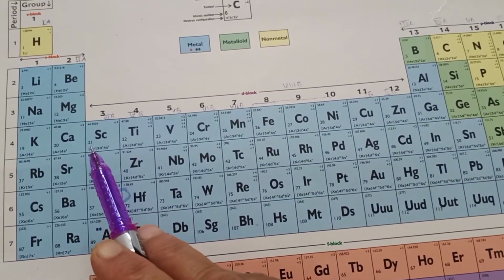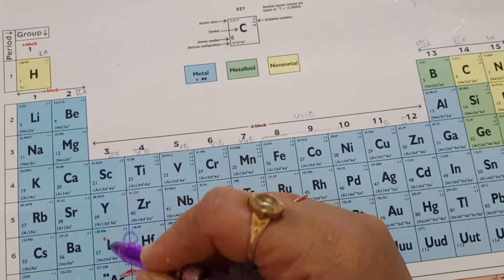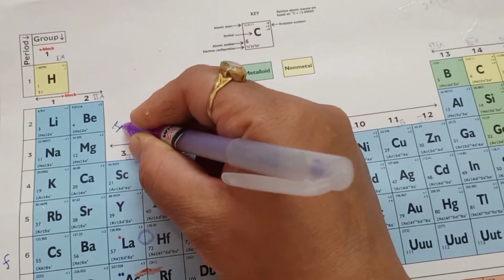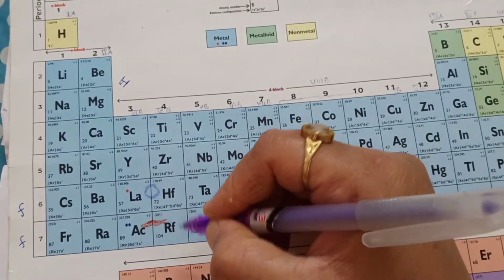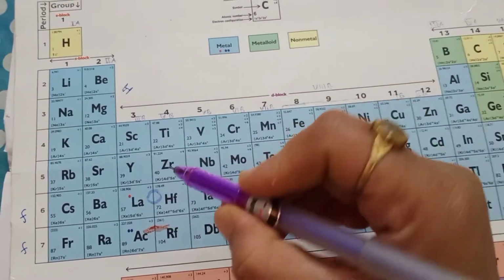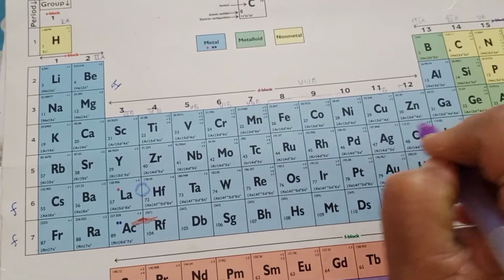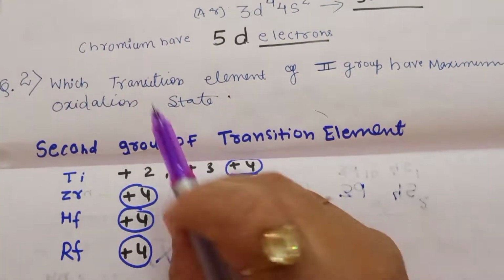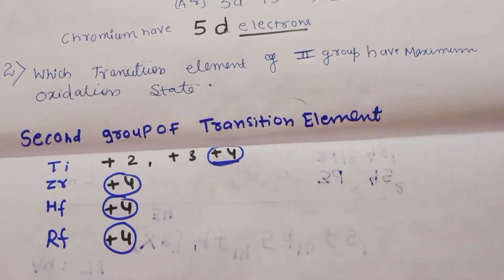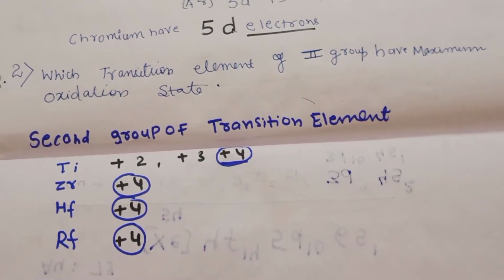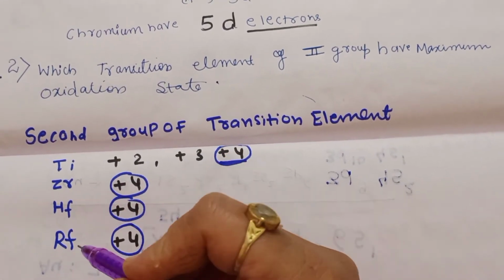When we are writing the periodic classification, it will come as third, fourth, like that. But when they say the transition element group, the scandium line is the first transition series, or first transition element group, and titanium, zirconium, hafnium, rutherfordium is the second transition group. So there are 10, we can say 1 2 3 4 5 6 7 8 9 10. So the question is, which transition element of the second group has the maximum oxidation state? So don't get confused here. The second group of the transition elements is titanium, zirconium, hafnium and rutherfordium.